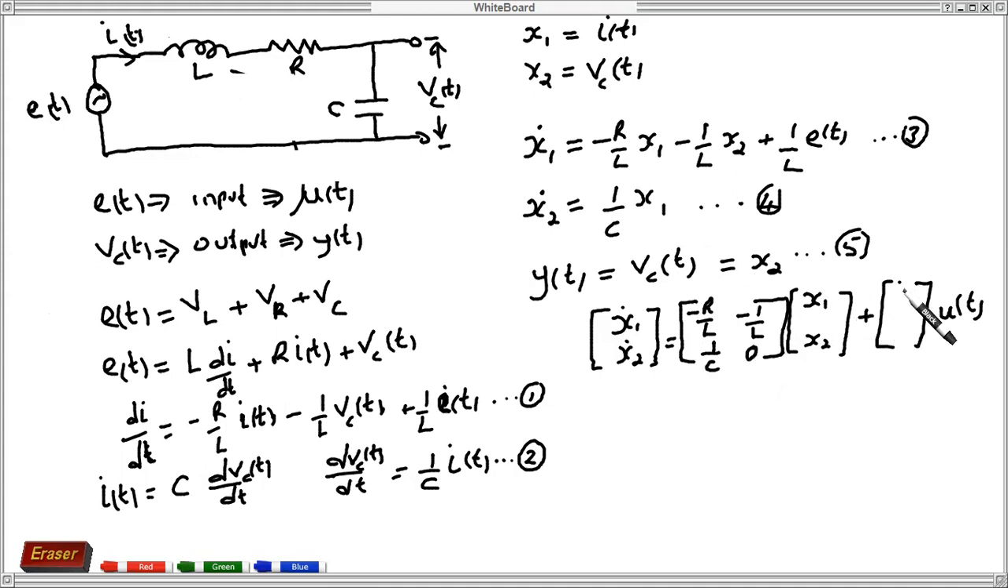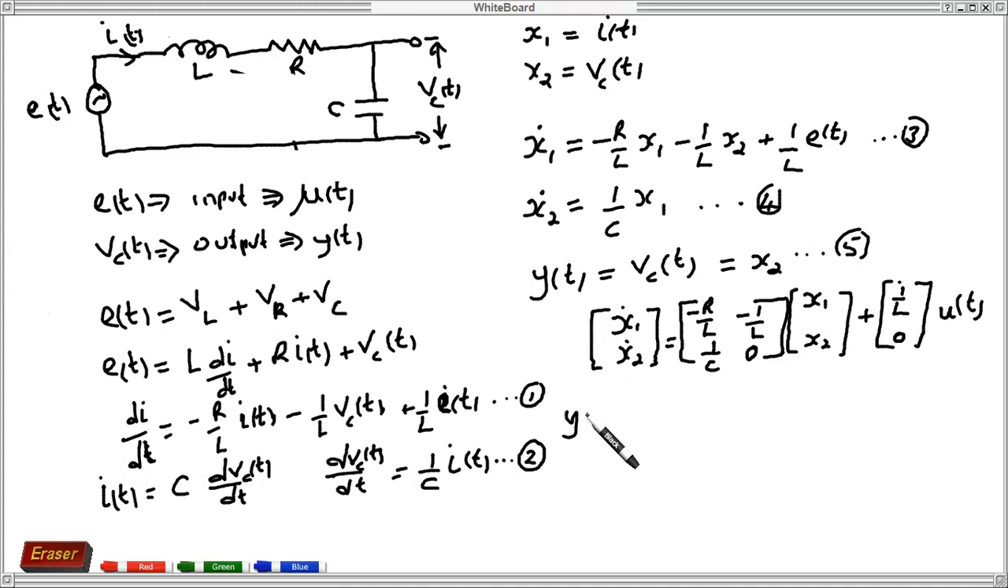And in terms of the input, x1 derivative is a function of the input. Remember, our input E(t) is our u(t). So we'll have 1 over L, and then x2 derivative is not a function of the input and therefore 0, and that becomes our state equation.